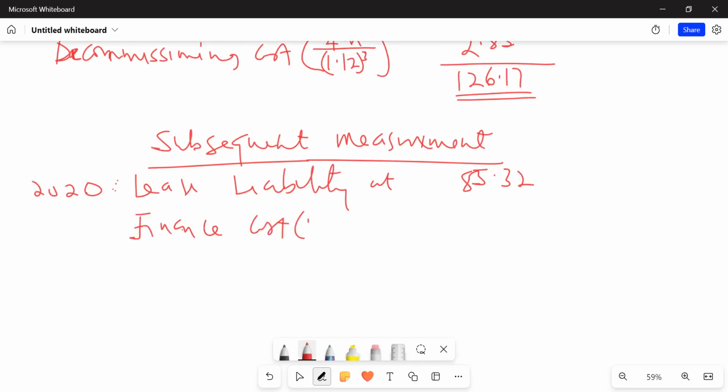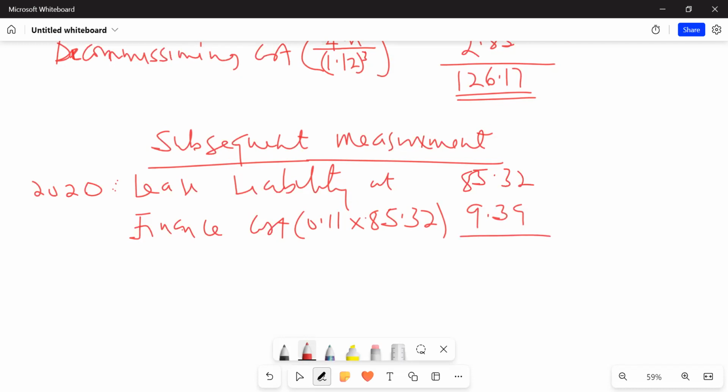So this will be 11% on the 85.32. It's just like you are going to the bank to take a loan. Currently you are owing the bank 85.32 for this year, so you are paying interest of 11%. So what will be the finance cost on that? 9.39.